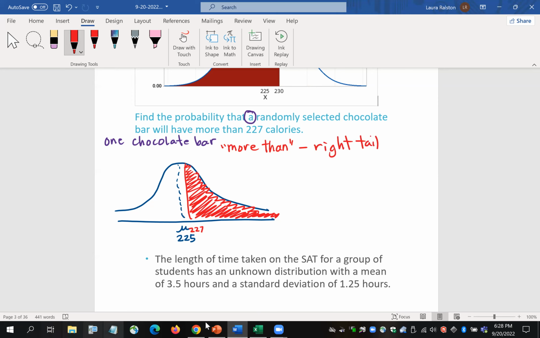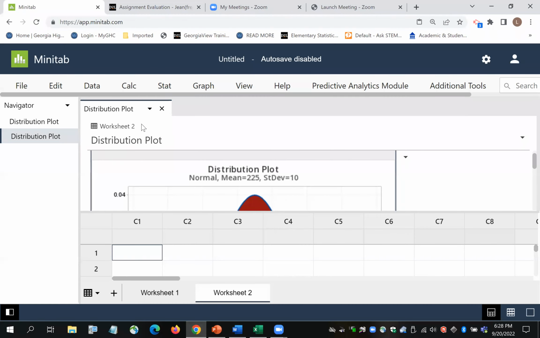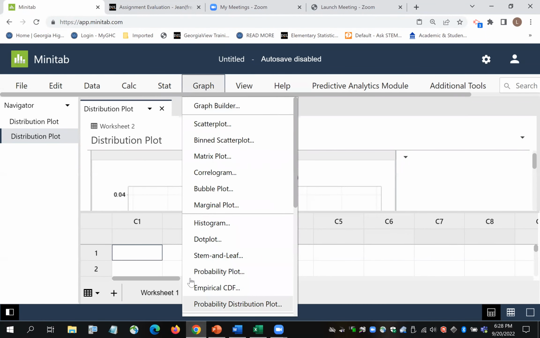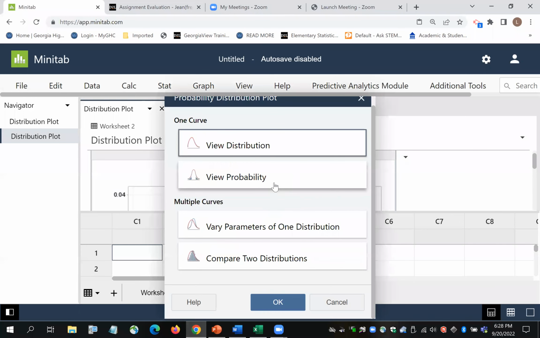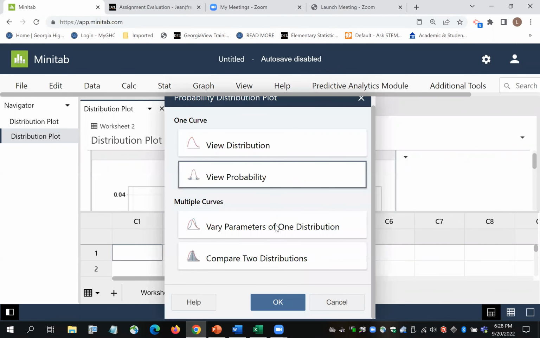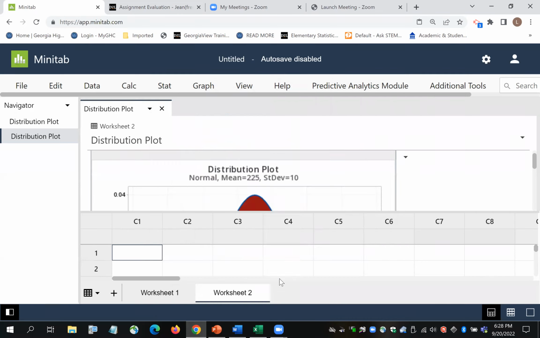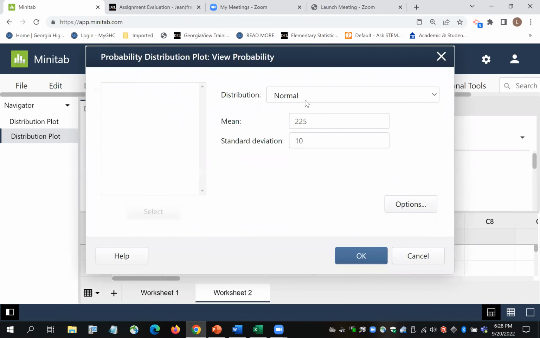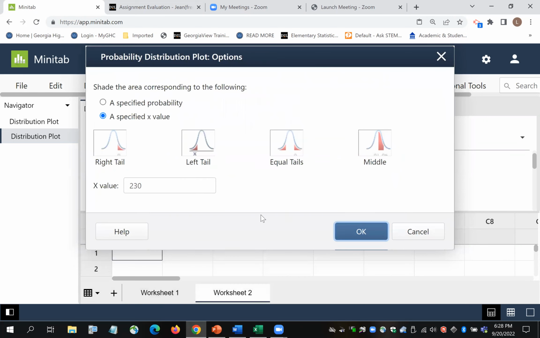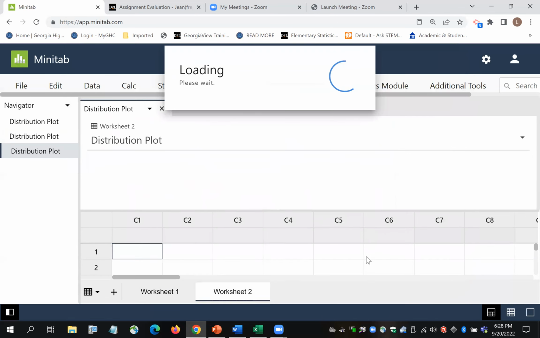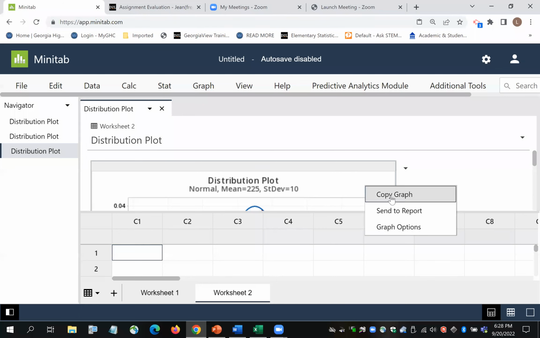So again, we go out to Minitab, graph, probability distribution, view probability, click OK. It is normal with a mean of 225, standard deviation of 10. This is a greater than, which is a right tail. My point of interest is 227. I click OK, OK, and again I get the graph.